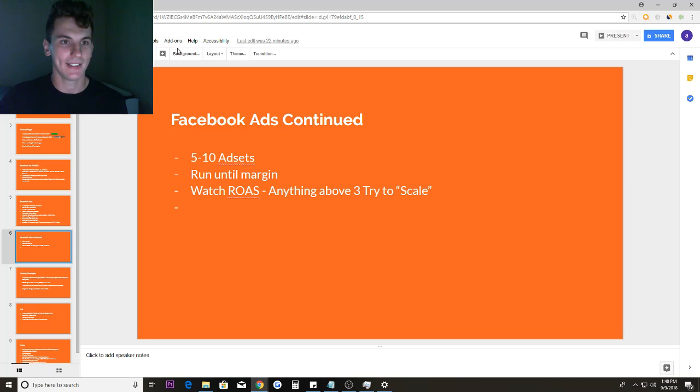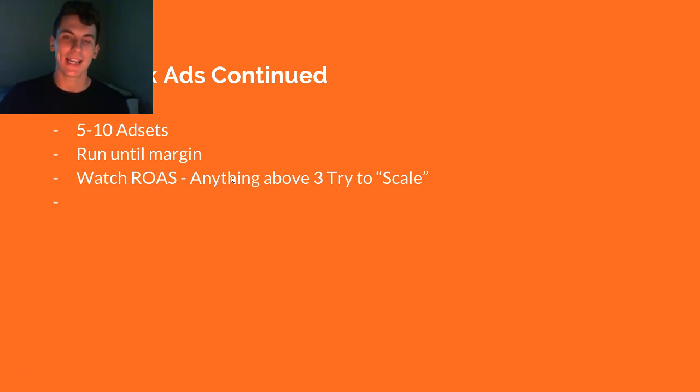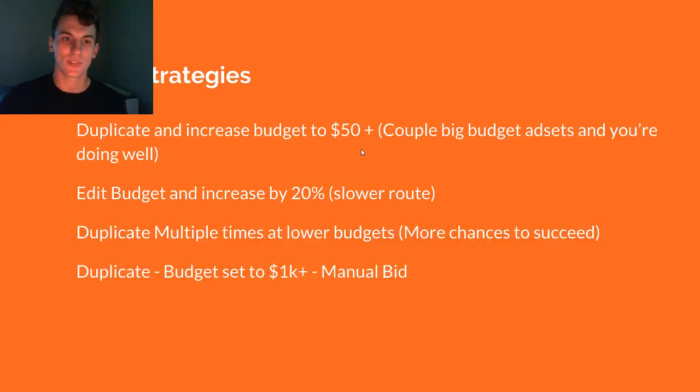All right, and the Facebook ads continue. You should have 5 to 10 ad sets, so 5 to 10 different interests. Run until the margin. Watch ROAS. Anything above 3, you're going to want to try to scale it. All right, and then I'm going to go into scaling techniques, scaling strategies. So if you have a couple interests that are doing well, duplicate and increase the budget to $50 plus. A couple of big budget ad sets, and you're going to be doing well profitably, right?